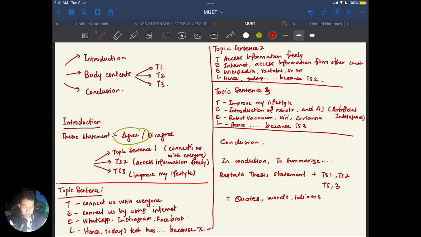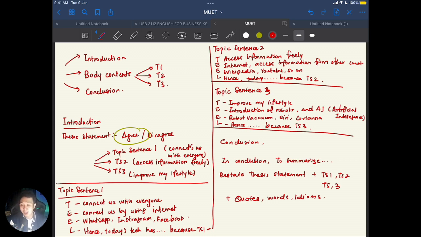Okay, so ladies and gentlemen, this is how I outline my essay. Okay, remember, TEEL. The first T is your topic sentence. E, another E is your explanation. Another E is your example, and lastly is your linking sentence. Alright, now that's done.